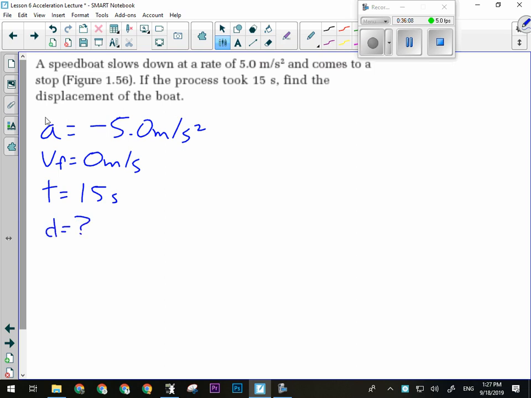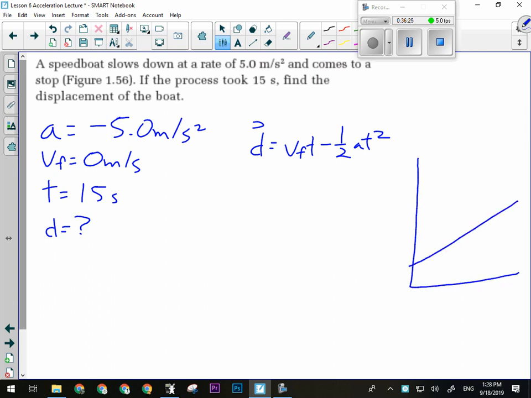All right, so I only have one formula that has these 4 things in it, and it's the counterpart to the one we've been using. Displacement equals VFT minus 1/2 AT squared. Remember that when we talked about these 2 formulas yesterday, we said they look at this graph, meters per second and seconds, and they both calculate the area under the line, but they do it differently.